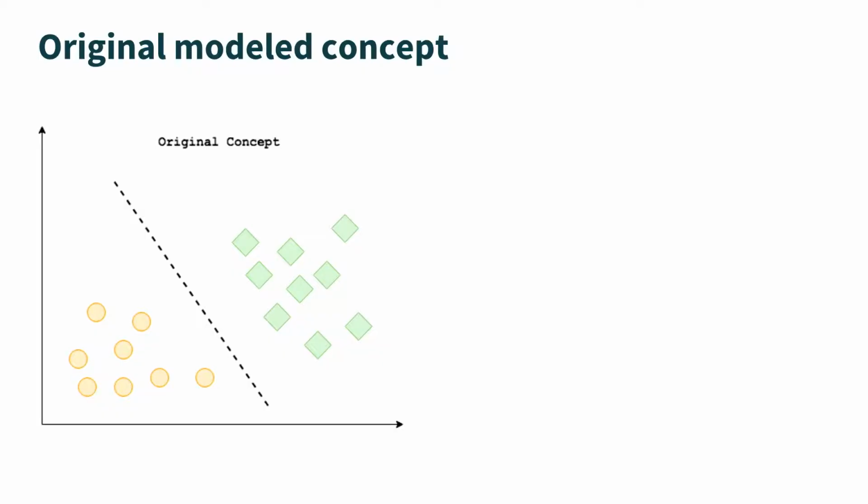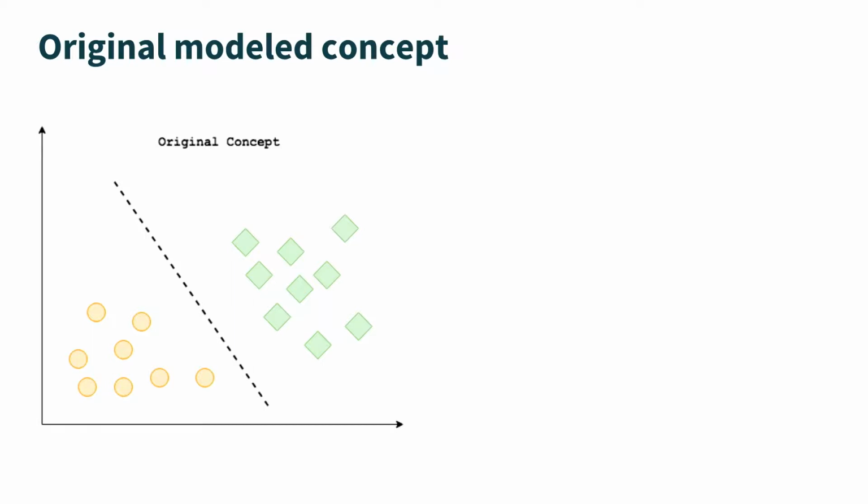Just a little bit of theory behind this. The model has been trained on an original data set. Imagine you've trained a classifier that can classify between orange circles and green squares. That's great. This is the concept that your model has learned.